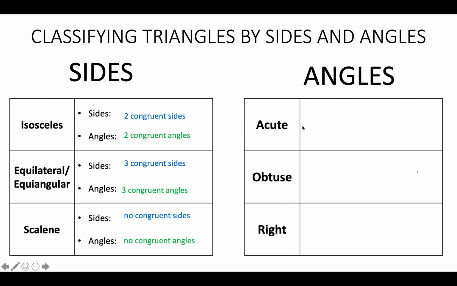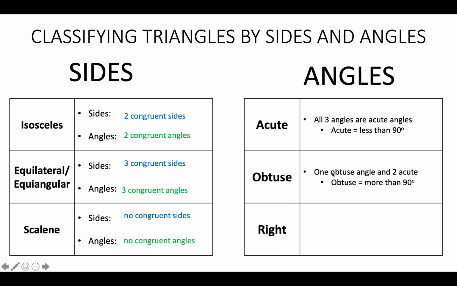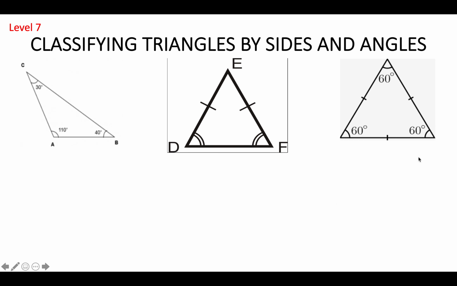For angles, acute, all 3 angles are less than 90 degrees. For obtuse, one angle is more than 90 degrees. The other 2 are acute. For right, one angle is 90 degrees. The other 2 are acute. So here's how it looks, classified by sides and by angles.